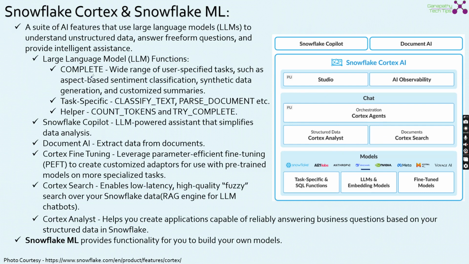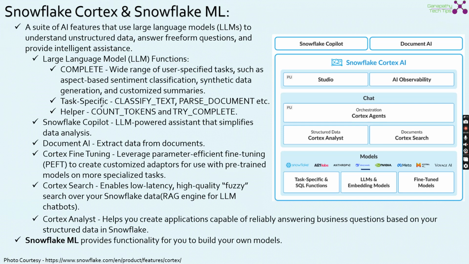So what are all the functions which are available? First sort of the functions are complete functions. Complete functions cover a wide range of user specified tasks such as aspect based sentiment classification, synthetic data generation, and customized summaries generation. These sorts of tasks can be completed using the complete function.